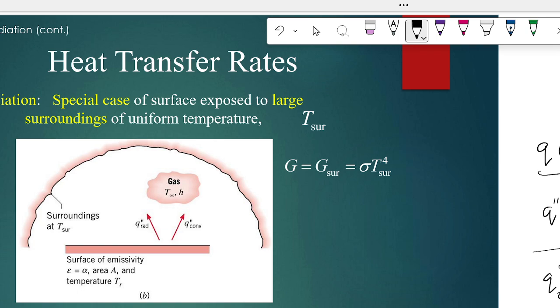Oftentimes over the years I've seen students get confused with those. They use the Q double prime radiation equation when they're asked to find the radiation heat rate, so they forgot to multiply by the area A. We did learn why there is heat flux and what its importance is. Per unit area is important because it gives us the unit heat rate for different modes, radiation, convection, or conduction.